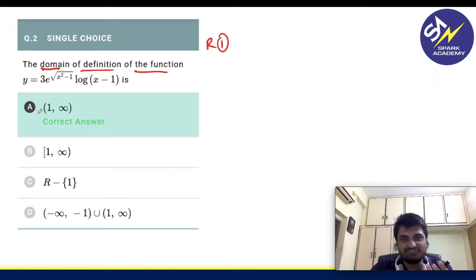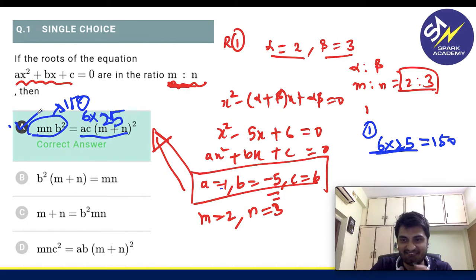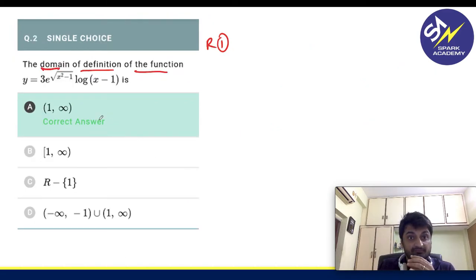So first simple question, guys. It's actually a level 1 question. Domain. Now tell me, how do you find out domain? Domain is what you have to identify the types, right? This is under root of x square minus 1. This is exponential term. Inside you have a square root. This is a logarithm term inside.